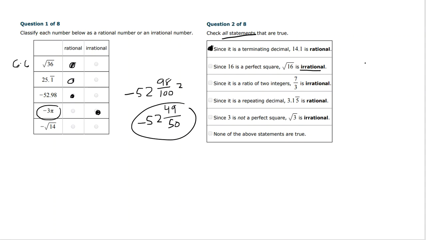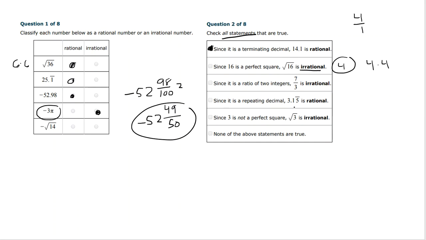Okay, since 16 is a perfect square, square root of 16 is irrational. Now, square root of 16 would be 4, because 4 multiplied by itself gets us 16. So if the square root of 16 is 4, we know that 4 is a rational number. 4 can be written as a fraction by just putting it over 1. So we're not going to check this one. This one is not true. Okay, the next one. Since it is a ratio of two integers, 7 over 3 is irrational. Now, that is not true, okay? If a number can be written as a fraction, then we would say it is a rational number. So we're not going to check that one either.